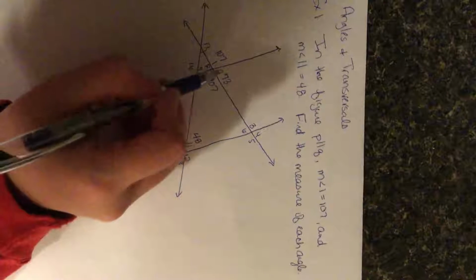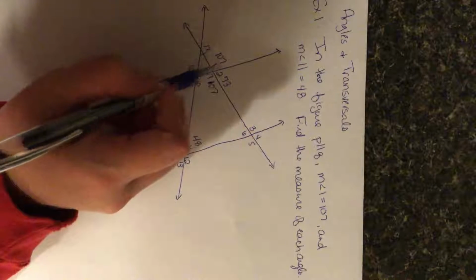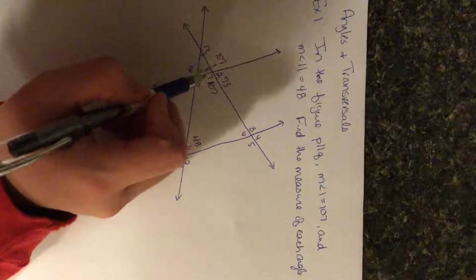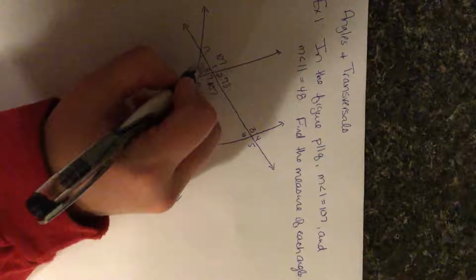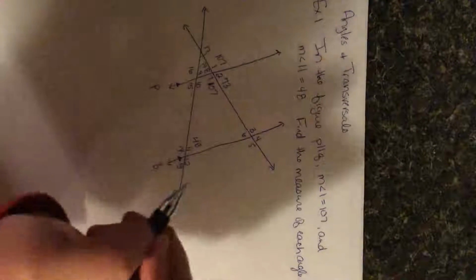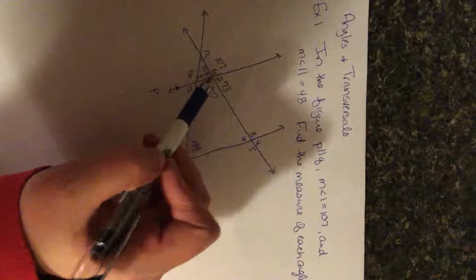But angle 2 and 8 are also vertical, so they have to be equal, or you can think of it as these two angles make a line which is 180 degrees, or these two make a line which is 180 degrees. So angle 8 also has to be 73. Let's see if I write small enough. So that takes care of those four.